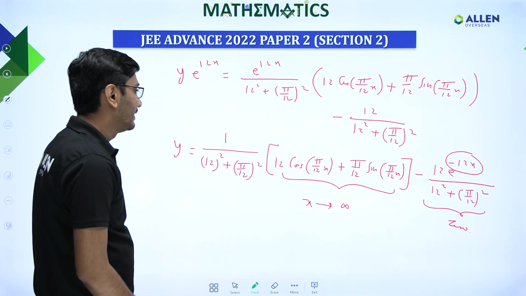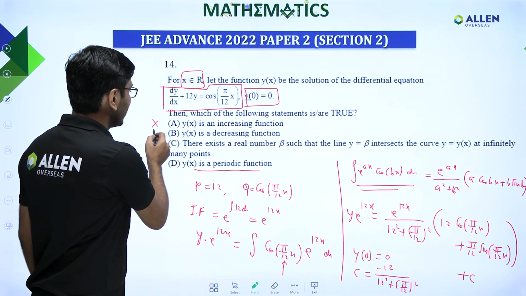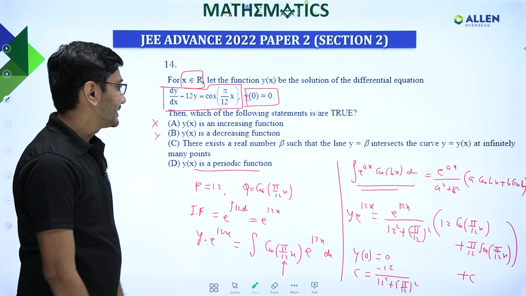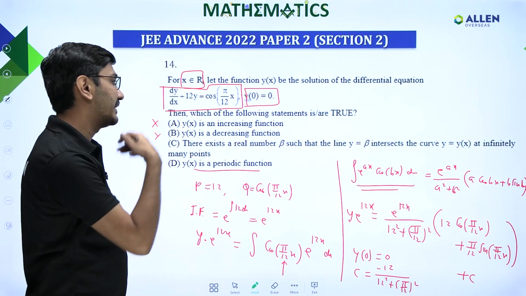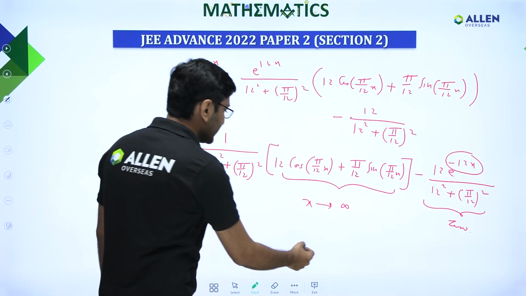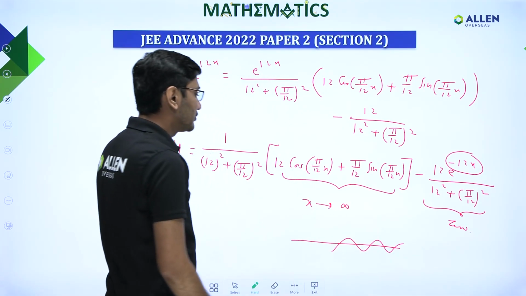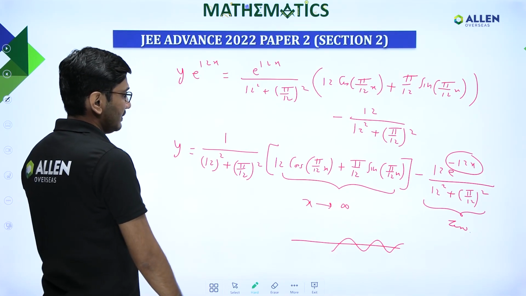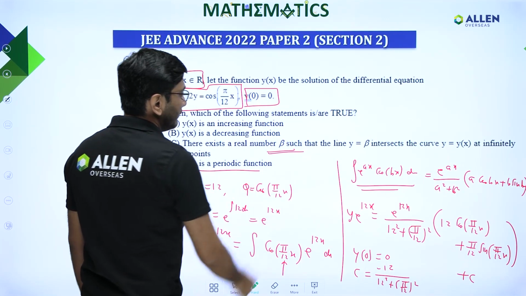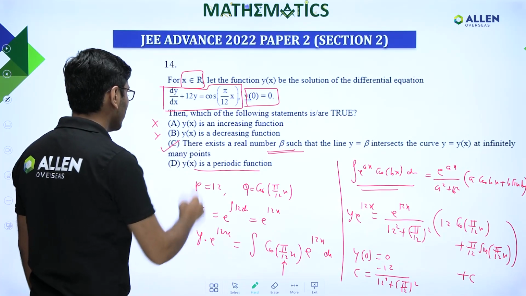So, I would say that from here only we can say that this is oscillatory, therefore, we can't say that it is increasing or decreasing, and definitely we can say that it will cut the x axis many times, because when x is very large, then definitely this curve will intersect this x axis many times. So, definitely some parallel line to the x axis like y equal to beta will cut this graph infinitely many times. So, C option would be correct.